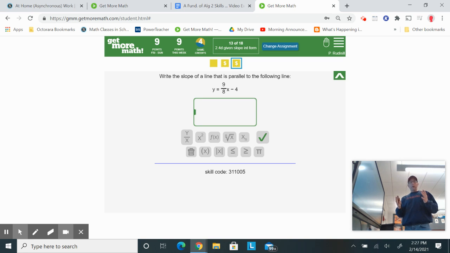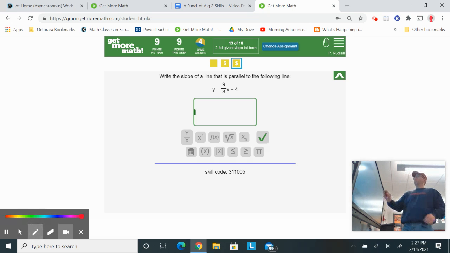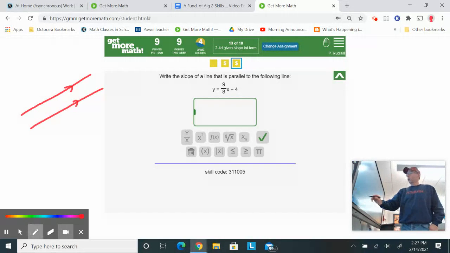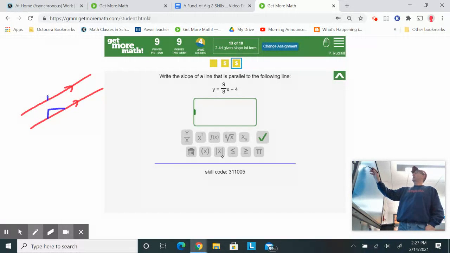In this video, we're talking about parallel lines and perpendicular lines. So a quick review: if I sketch a pair of lines, pretend they're parallel, they're marked parallel. You notice their slopes are going to be exactly the same. Their rise and run are going to be exactly the same, so their slopes will be equal to each other.